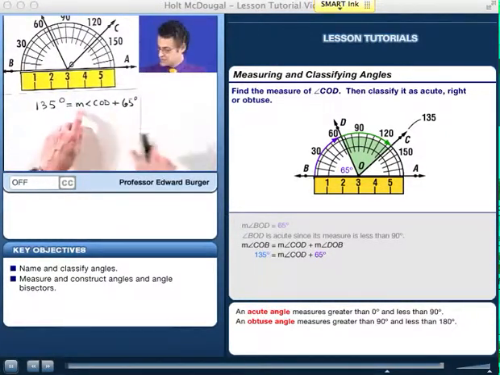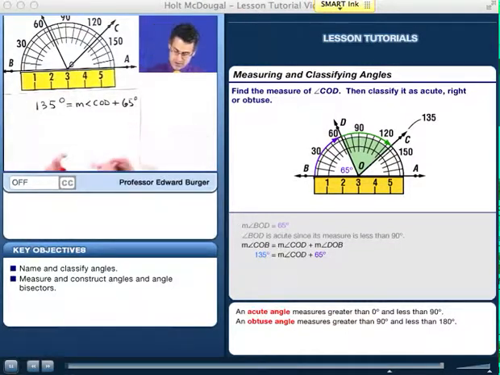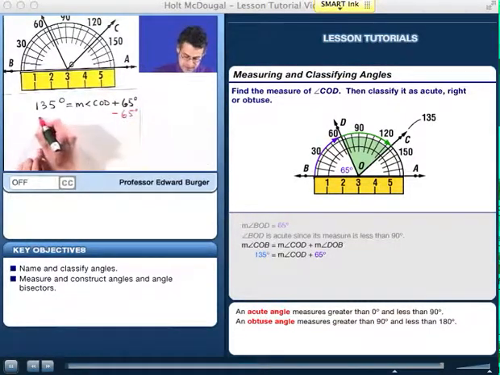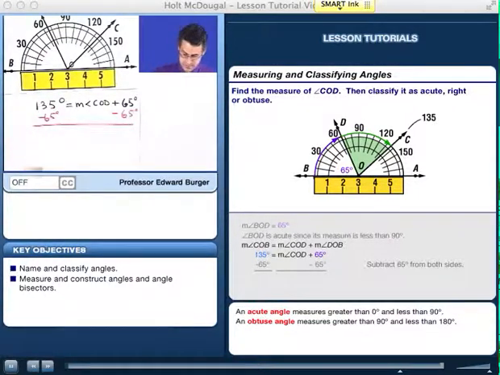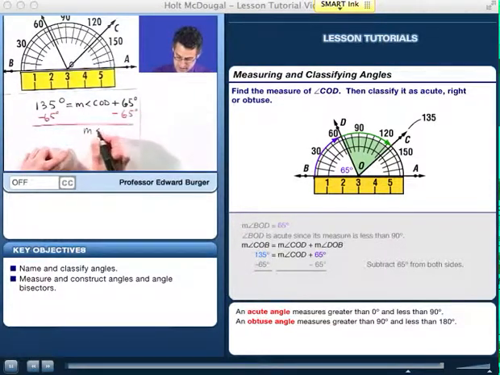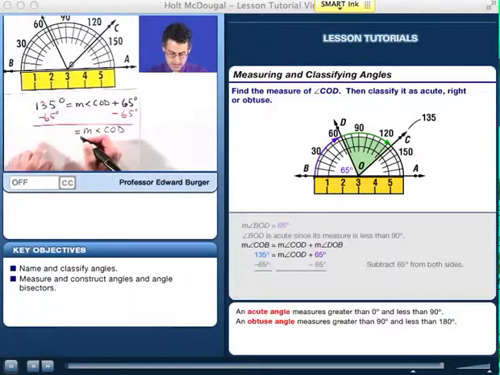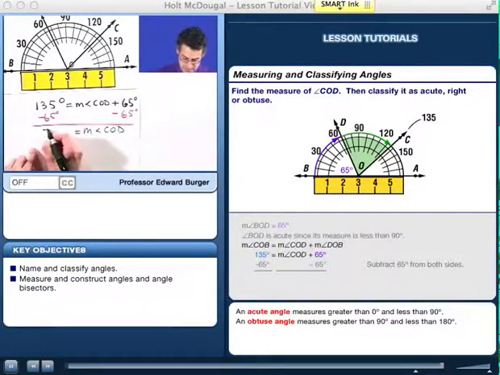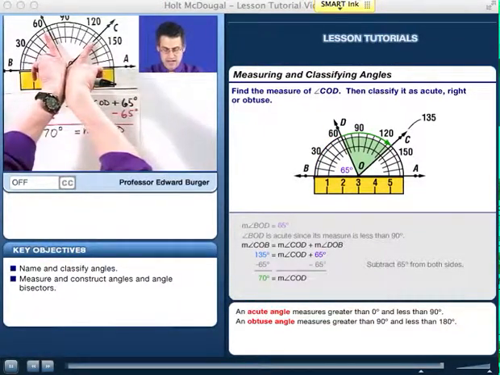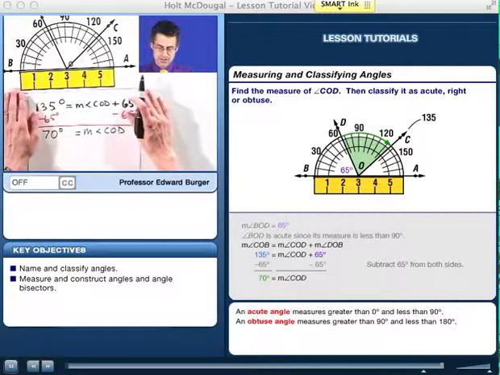So now I actually have an equation, and I want to solve this equation for the measure of this angle. So what do I do? Well, I'm going to undo the addition of 65 degrees by subtracting 65 degrees from each side. And when I do that, on this side, you see here, I get this part to 0. I just get the measure of angle COD. And that's going to equal, well, what is this length right here? That's 70 degrees. So this angle measure right in here turns out to be 70 degrees.